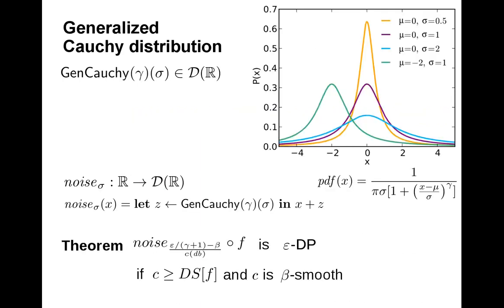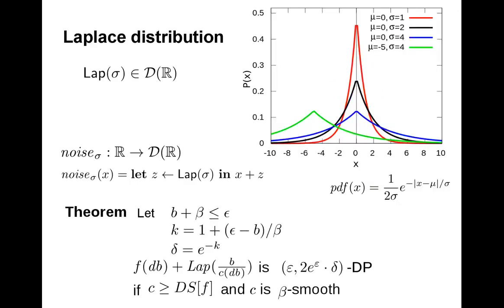And as we show in the paper, the derivative sensitivity can indeed be used to achieve differential privacy, again by post-composing with the addition of noise, and again this noise can be sampled from the generalized Cauchy distribution. Instead of generalized Cauchy distribution, we could also consider a Laplace distribution, but then we are not going to get epsilon differential privacy, but we are only going to get epsilon delta differential privacy.